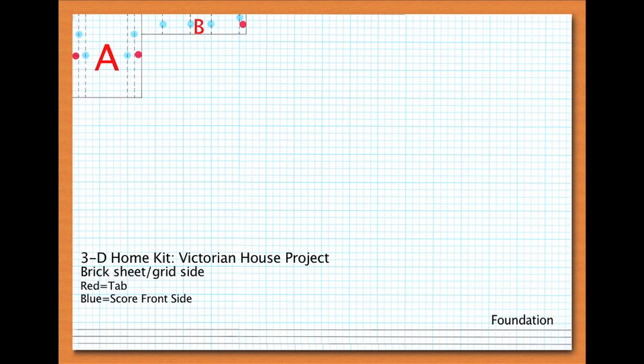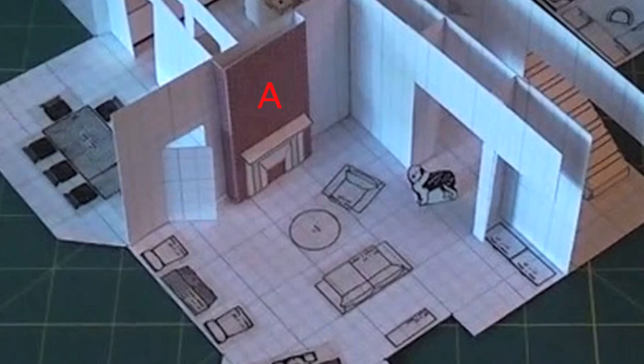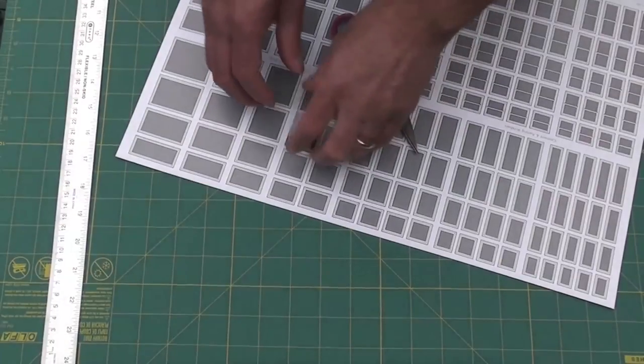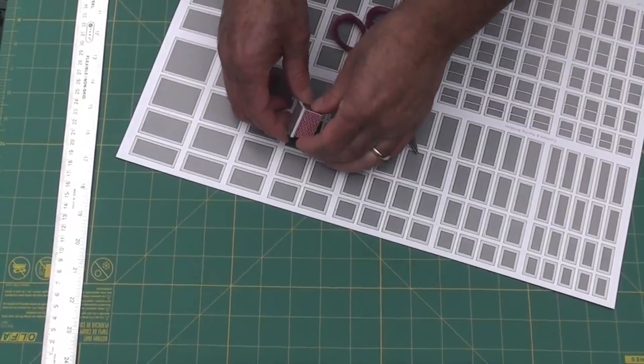This is the grid side of the brick sheet. It is used for the foundation walls, interior fireplace wall, and chimney. The top of the chimney is made from an illustration on the window sheet.